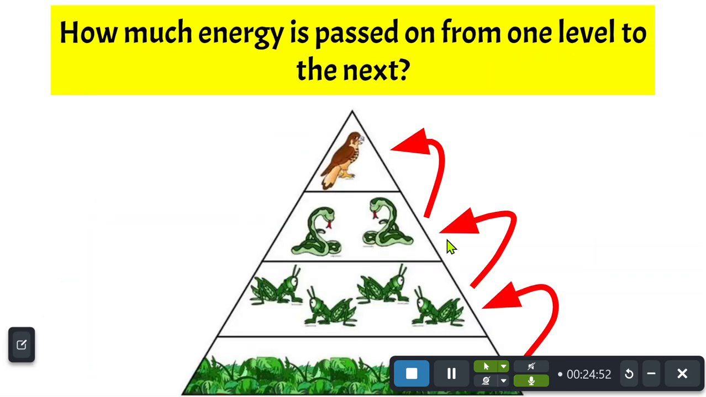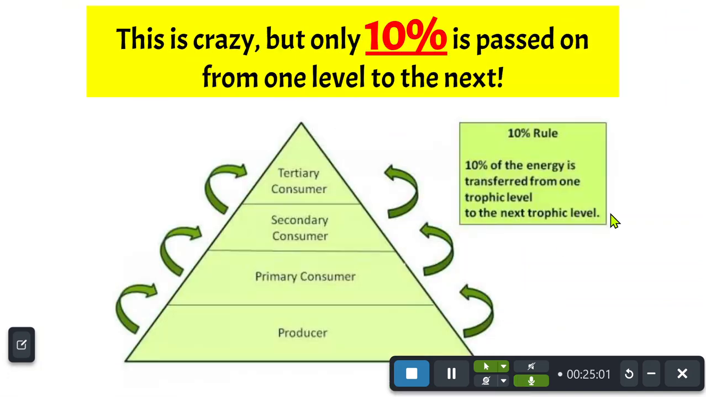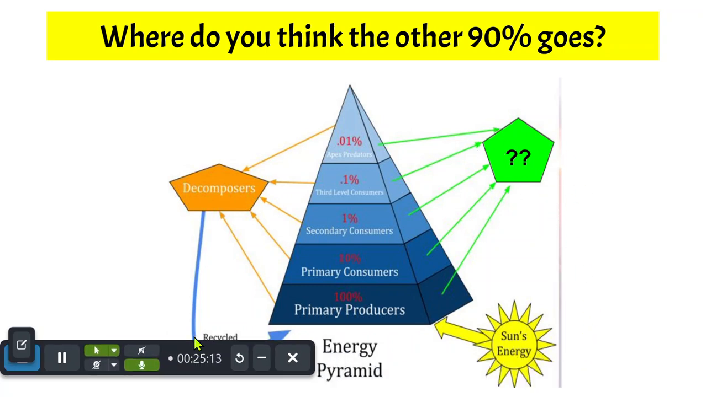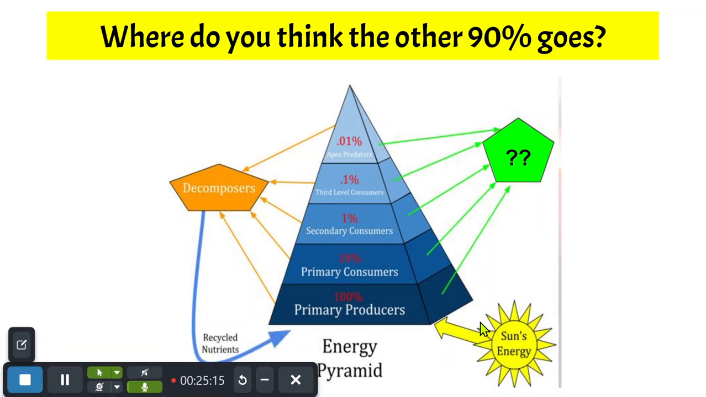All right. One more time, how much energy is passed on from one level to the next? So how much energy is passed on is only going to be 10%. Okay, only 10% gets passed up to the next level. Most of our energy is lost as heat, is what we will say. All right, so most of our energy is lost as heat as we go up from one level to another.